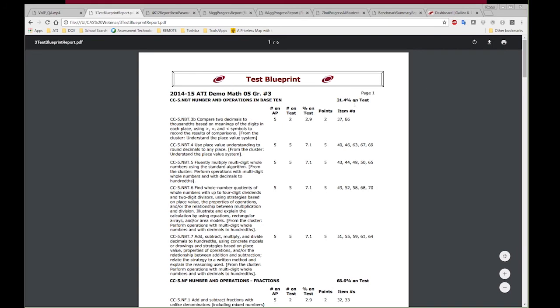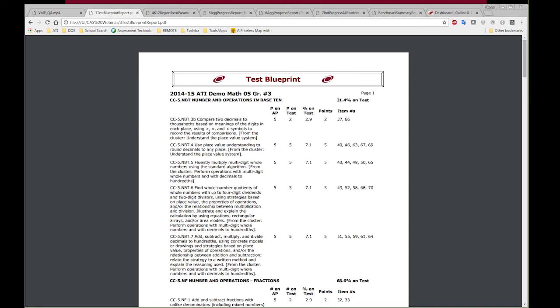And it looks like about 31% of the test is going to cover numbers and operations, and the rest of the test is going to cover numbers and operations fractions. My own personal torture device. I don't know that I could pass 5th grade math again. I don't know how I did it the first time.